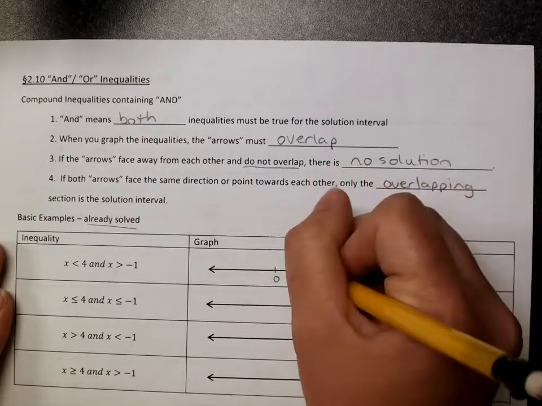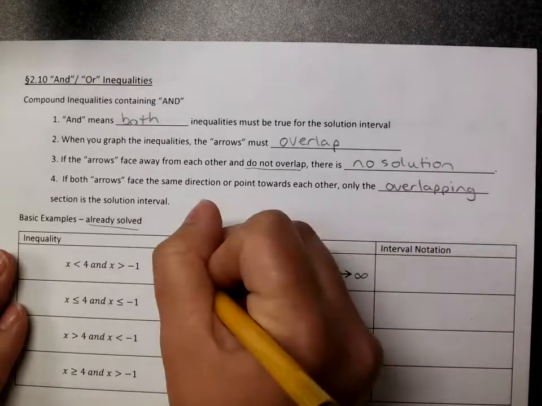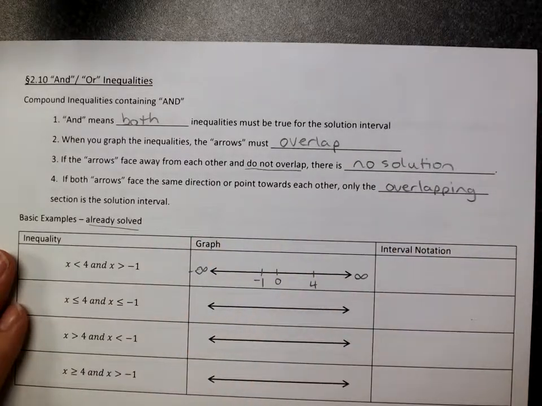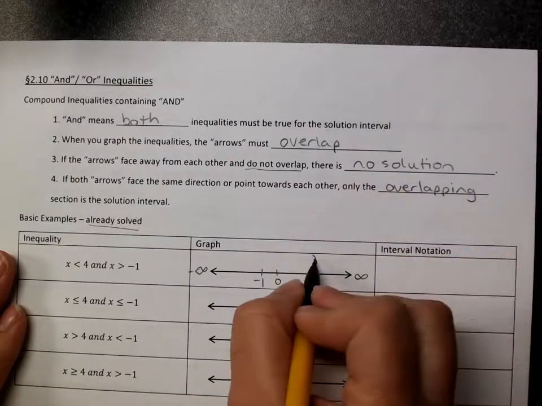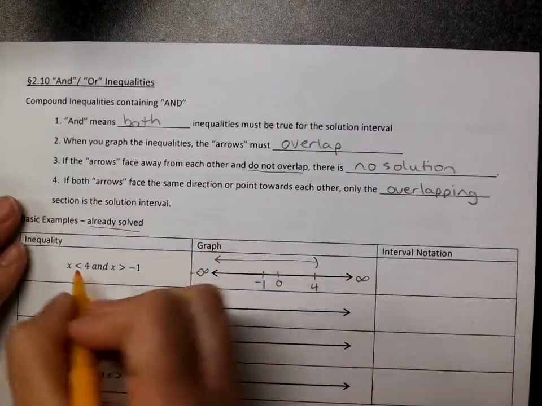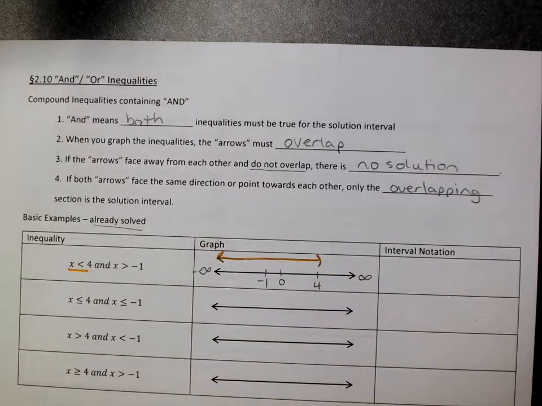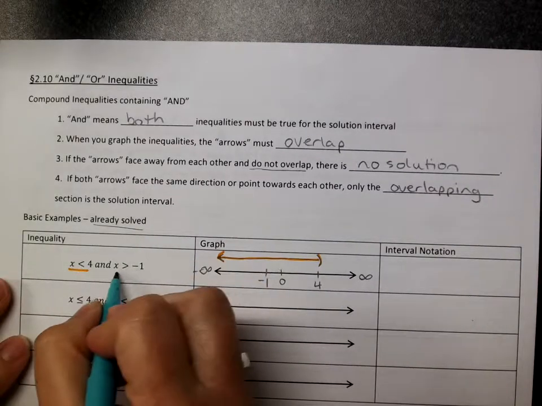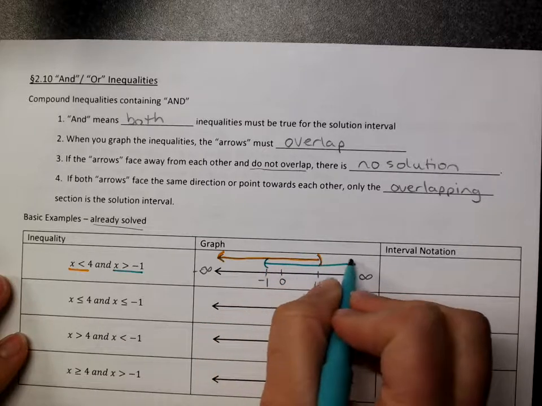We have 0 here, 4 over here, -1 over here. Remember, infinity's over here, negative infinity's to the left. So x is less than 4 looks like this, and goes this direction. You might want to do this in a different color, it's up to you. I'm going to trace this one in one color, and then if you want to use a second color for the other one, it helps you see it. So x is greater than -1, greater than would be this way, going this direction.